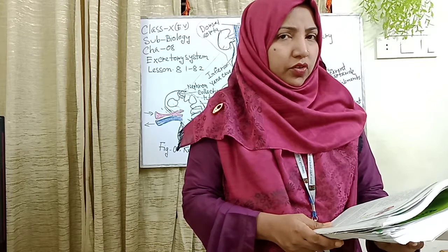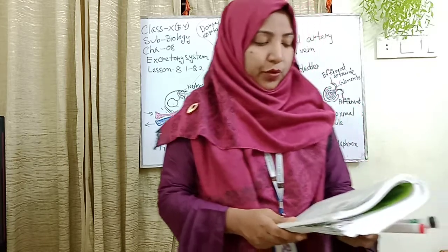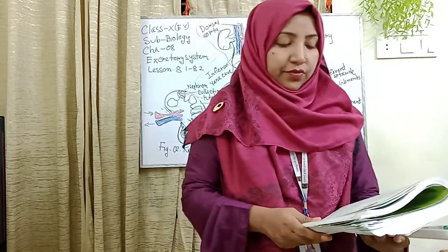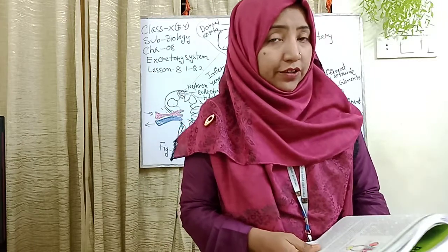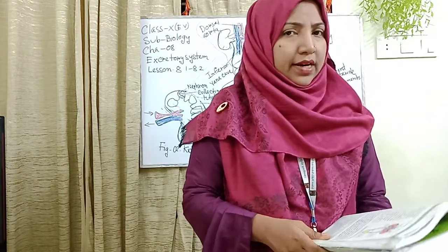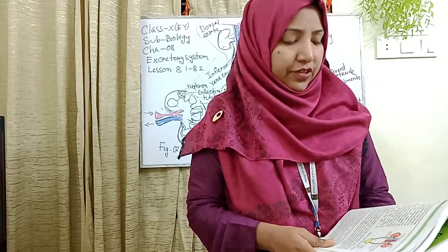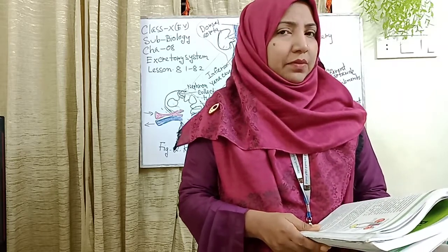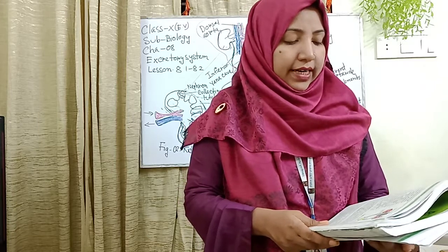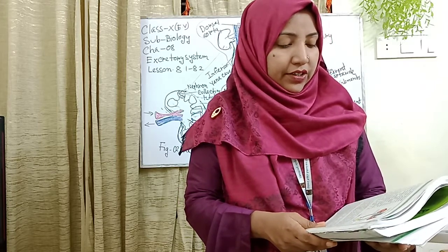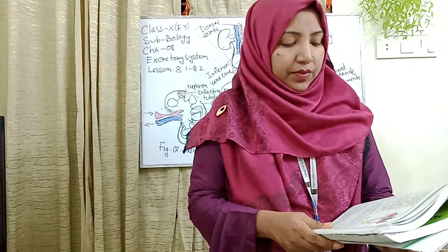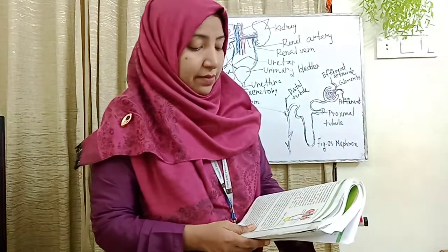The system through which nitrogenous waste products are excreted from the body is called the excretory system. Please everyone underline this. Basically, what is the excretory system? Excessive water, salt and organic substances are excreted or expelled from the body to maintain physiological balance.